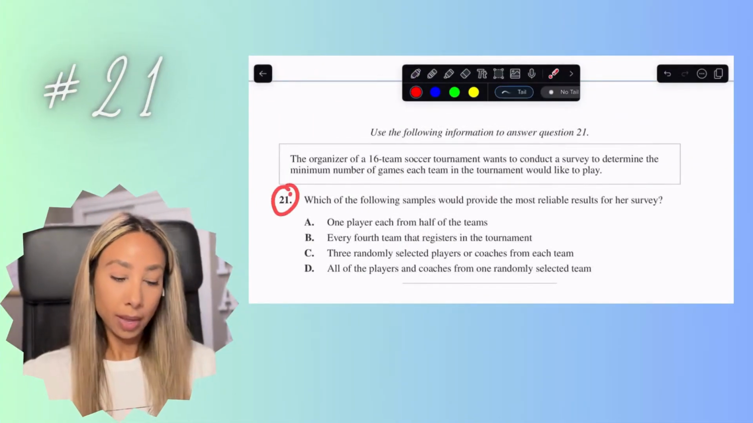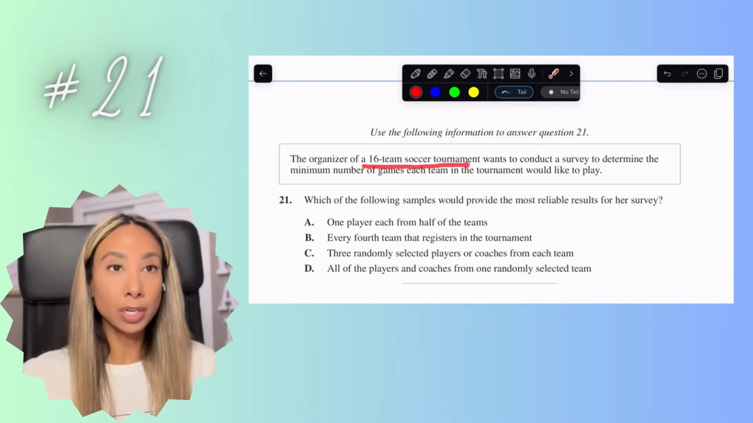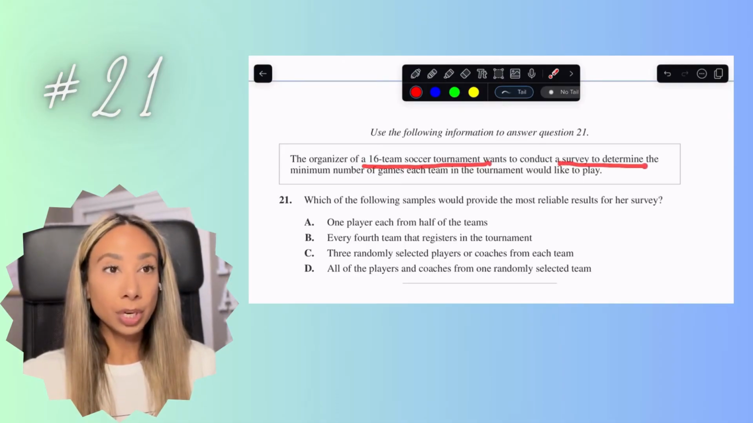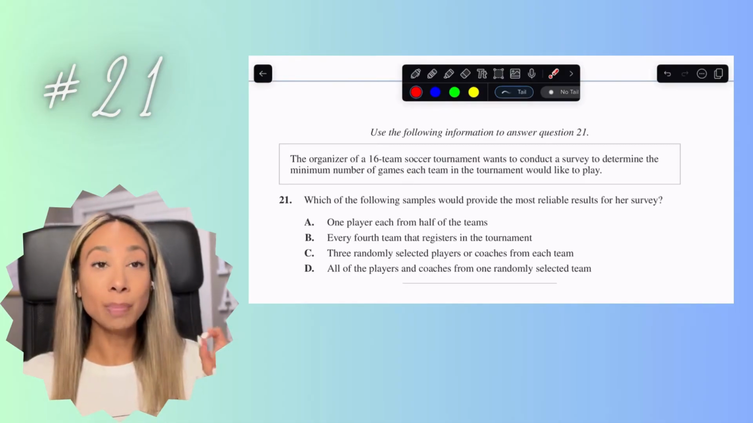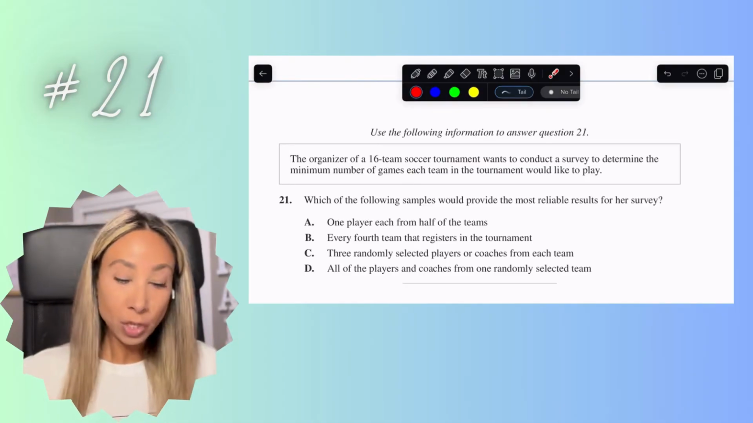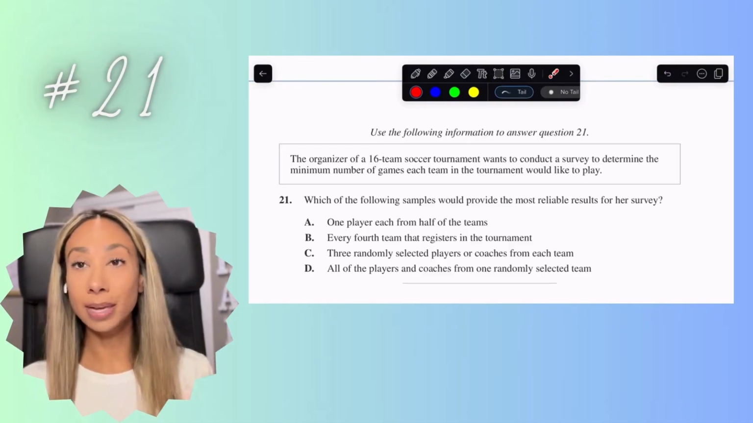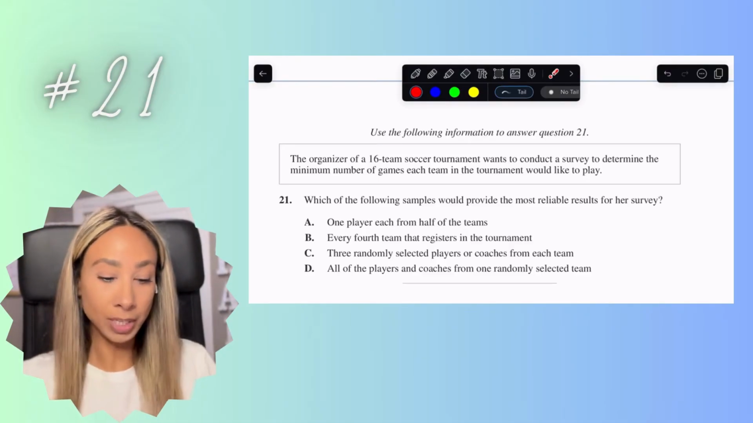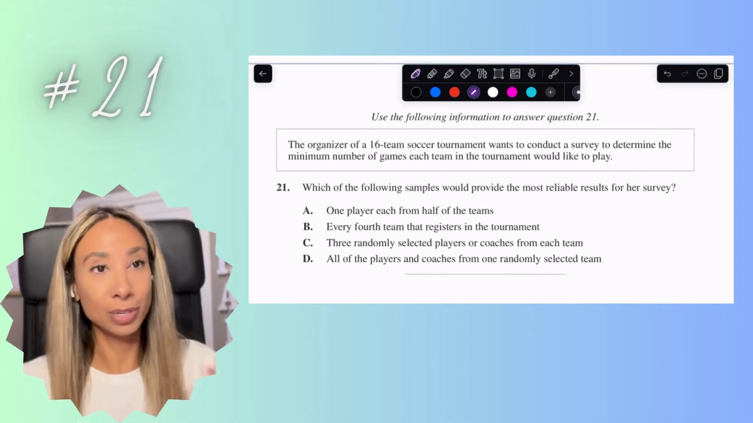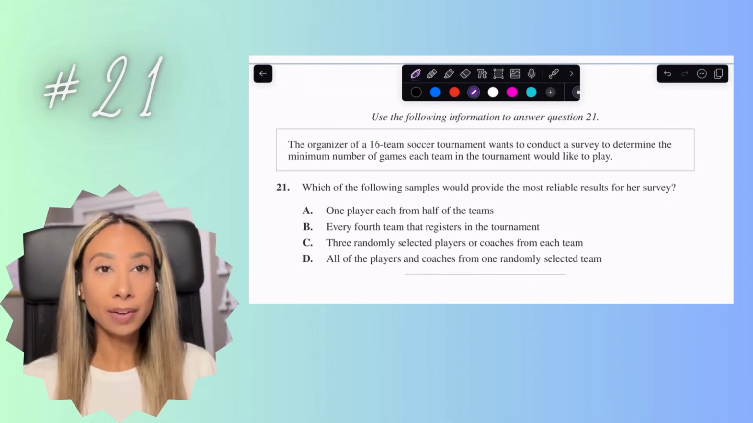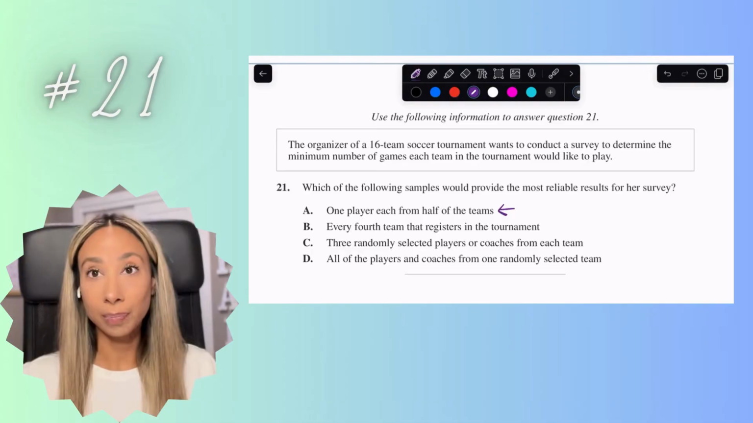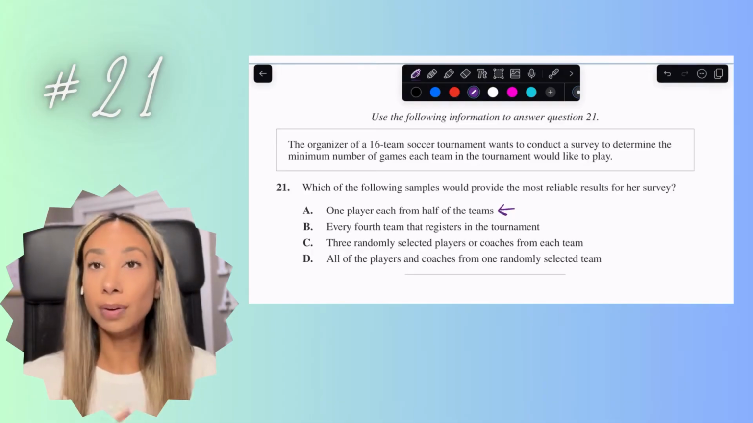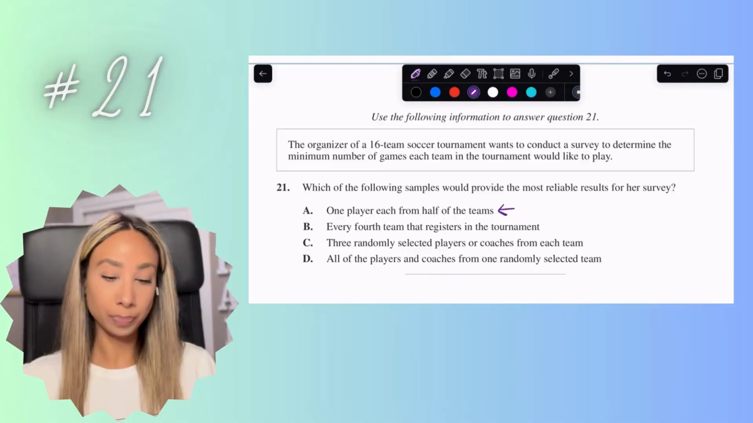Okay, number 21. The organizer of a 16-team soccer tournament wants to conduct a survey to determine the minimum number of games each team in the tournament would like to play. Which of the following samples would provide the most reliable results for her survey? So what we'll need to do is go through each one here and decide which one would give the best way of collecting information so there's no misinformation when they're presenting their results. So, one player from each half of the team. Well, we probably wouldn't want to do that because not everyone would have input. We want to make sure that every person is represented, at least as much as possible.